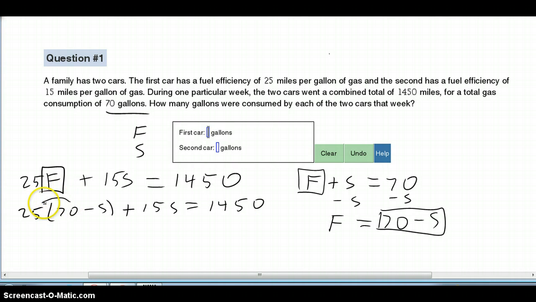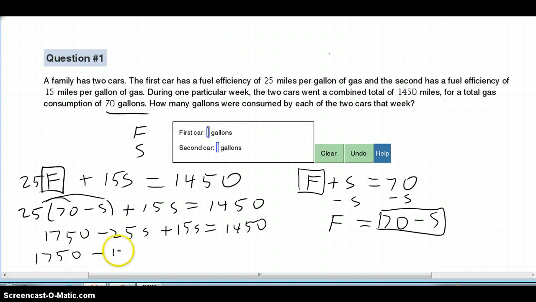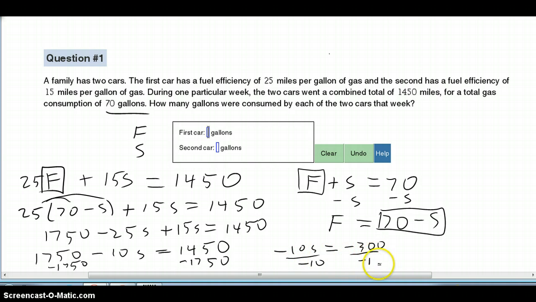If we distribute the 25 through, 25 times 70 is 1,750, minus 25S plus 15S equals 1,450. Combining like terms, we get 1,750 minus 10S equals 1,450. Subtracting 1,750 from both sides, negative 10S equals negative 300. Dividing both sides by negative 10, S equals 30. So the second car uses 30 gallons, and that leaves 40 gallons for the first car.